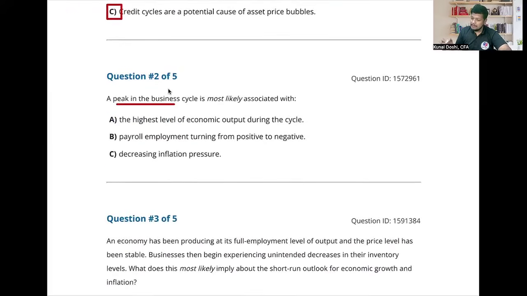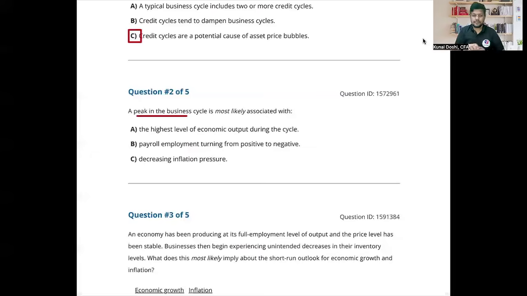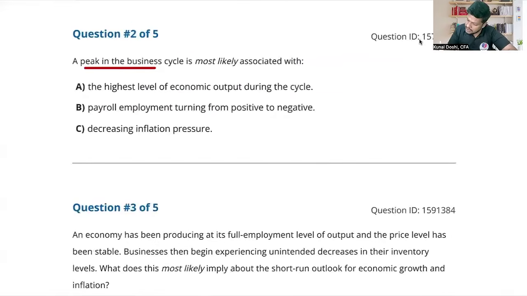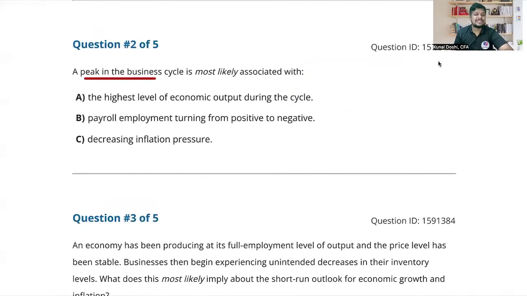A peak in the business cycle is most likely associated with: the highest level of economic output; payroll employment turning from positive to negative; or decreasing inflation pressure. Yes, everyone, a peak in the business cycle is most likely associated with, yes, everyone, answer.